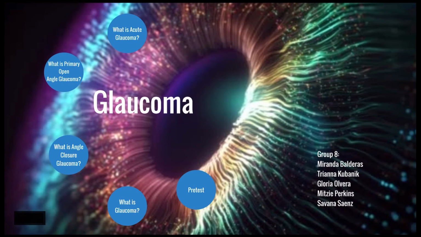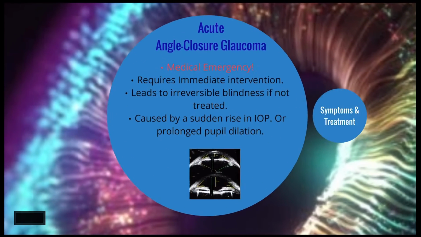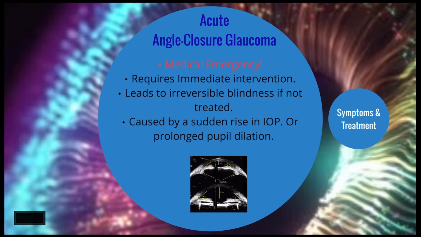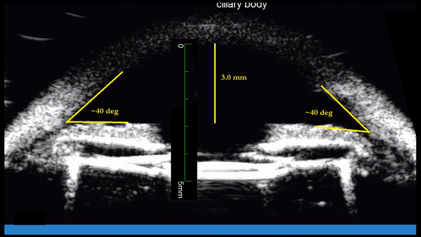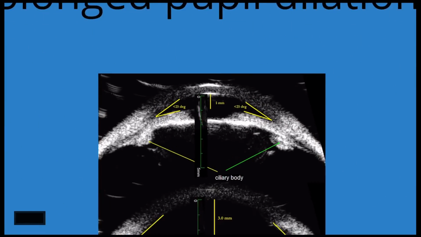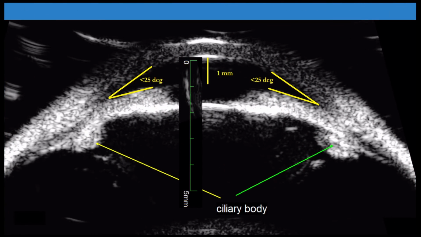I'm Savana Saenz. I'm going to be talking about acute angle closure glaucoma. This form of glaucoma is a medical emergency and requires immediate intervention. If left untreated, it causes irreversible blindness. This is caused by a sudden rise in intraocular pressure or prolonged pupil dilation. In this little picture we have a healthy eye at the bottom, and at the top is an eye with acute angle closure glaucoma, just so you can see the difference.